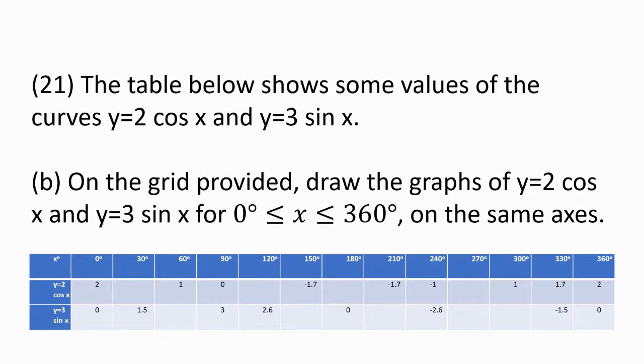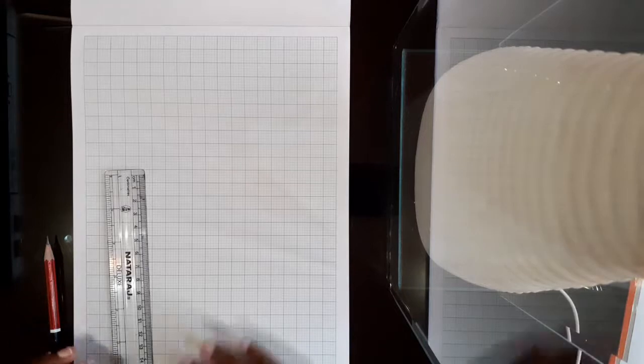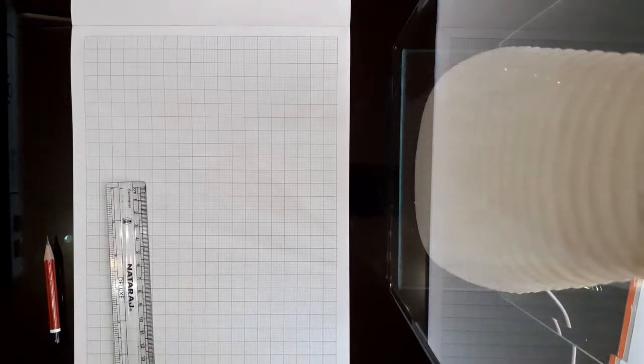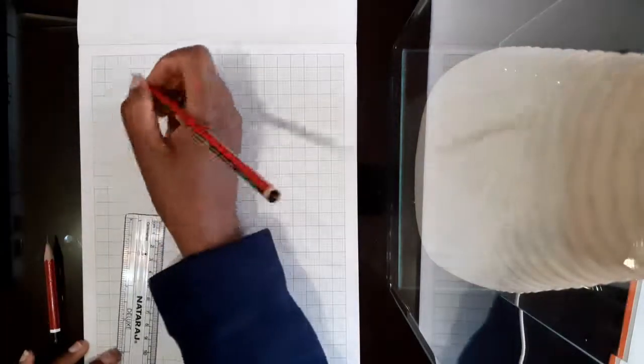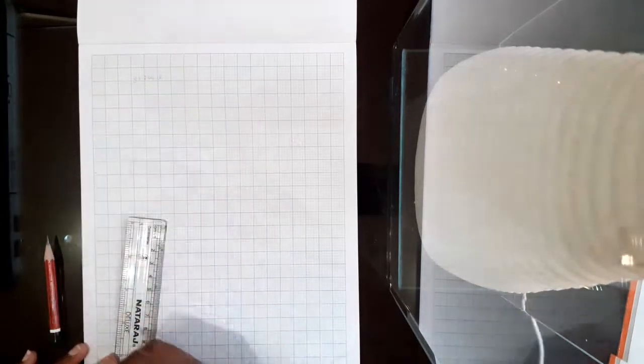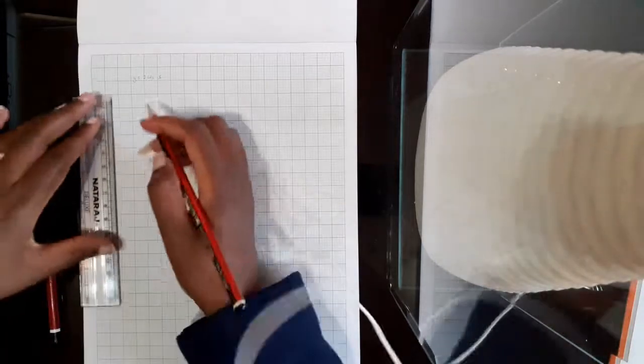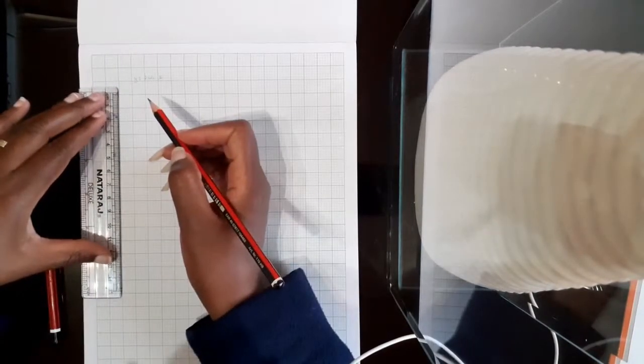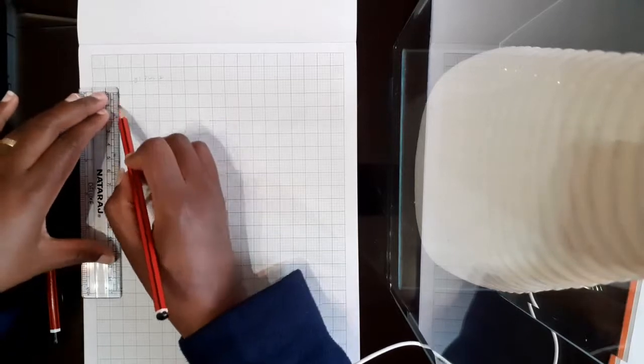Part B, on the grid provided, draw the graphs of y is equal to 2 cos x and y is equal to 3 sin x for x between 0 degrees and 360 degrees on the same axis. We are supposed to draw the graph of y is equal to 2 cos x and y is equal to 3 sin x. So we'll start with the graph y is equal to 2 cos x, using the values we obtained in the table in part A.